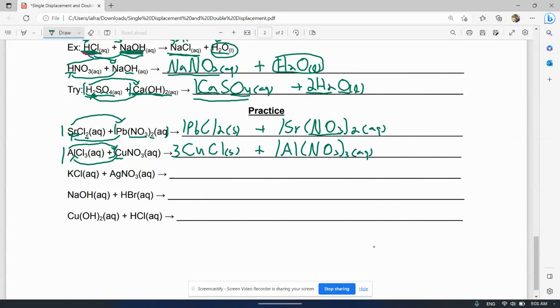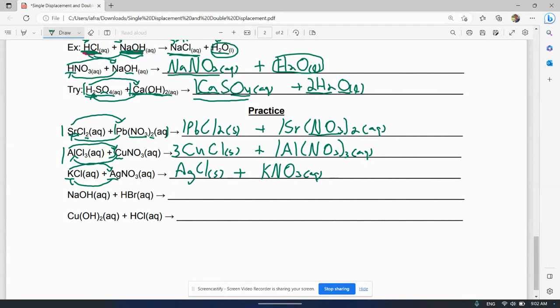Okay, next one. Once again, no acid, no base. So this is just a precipitate type. The K and the Ag will switch spots. We get some AgCl plus some K with nitrate, KNO3. Nitrate is aqueous. The precipitate formed is the AgCl.